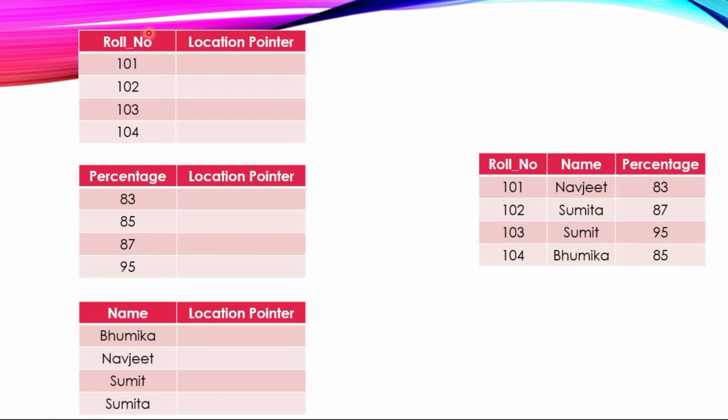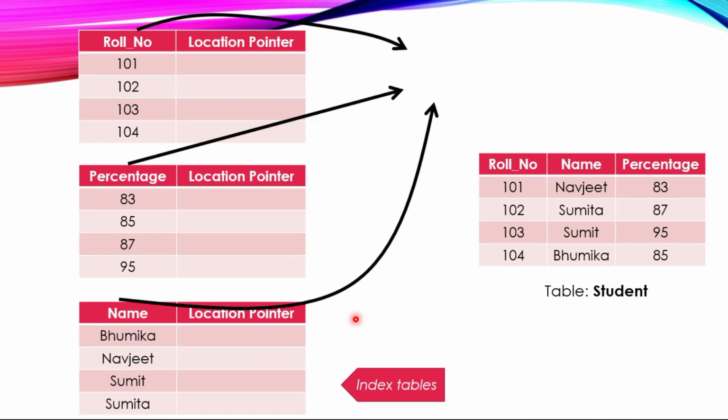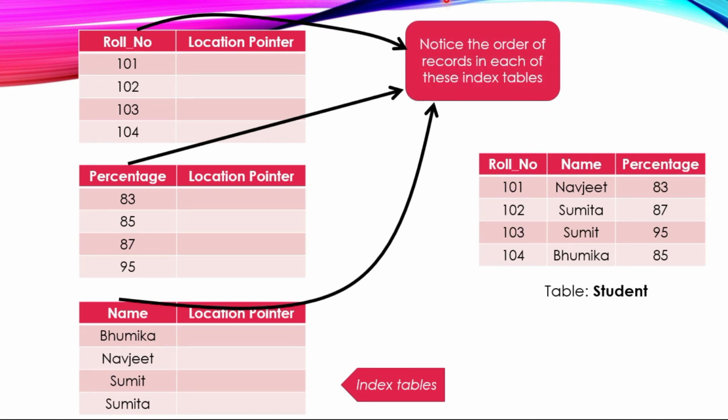So whenever you apply index for any of the column or more than one column, then the data are sorted and accordingly the data are given the index. So this is your table student and this is your index of the table. These three are the index of the table. Notice the order of records in each of these indexes. You can see they are sorted in order, that is sorting is done in ascending or descending. Here the sorting is done in ascending order.